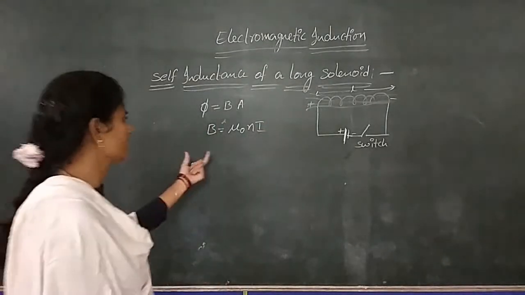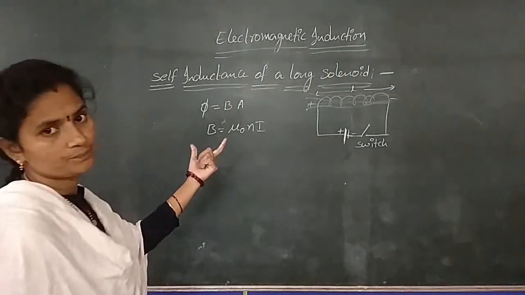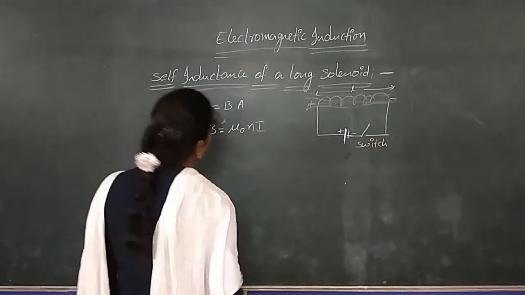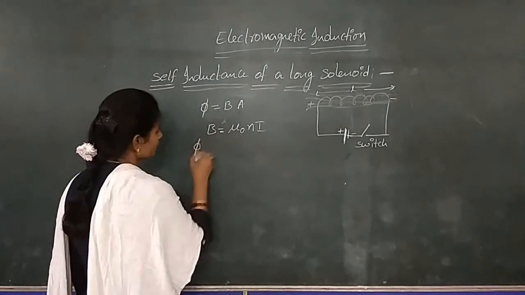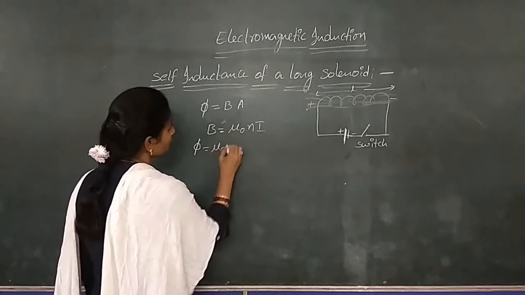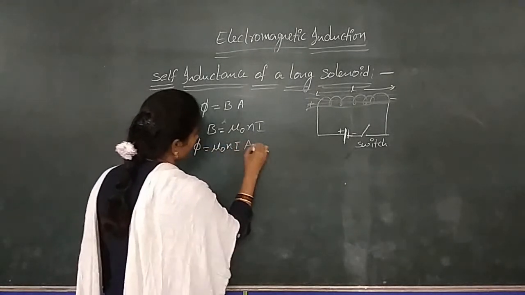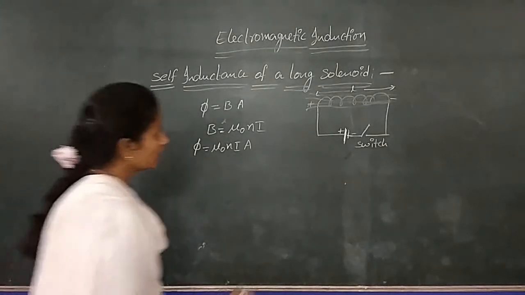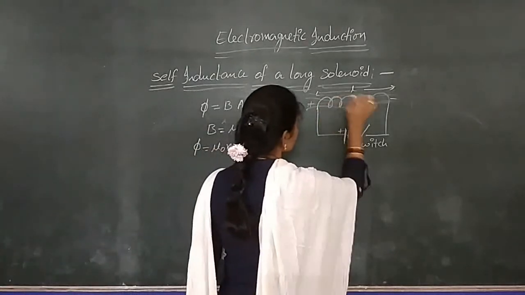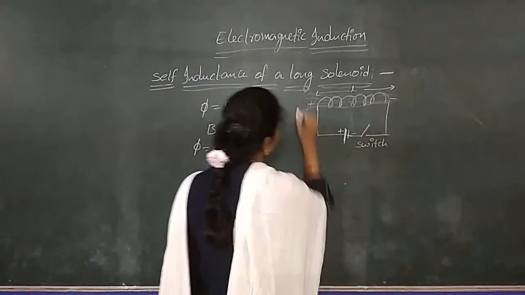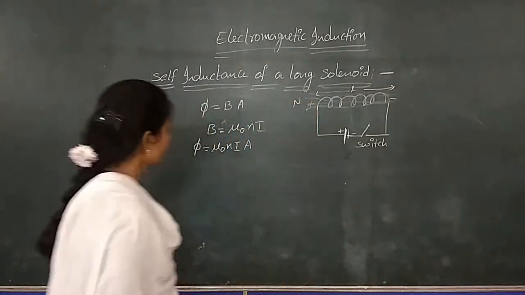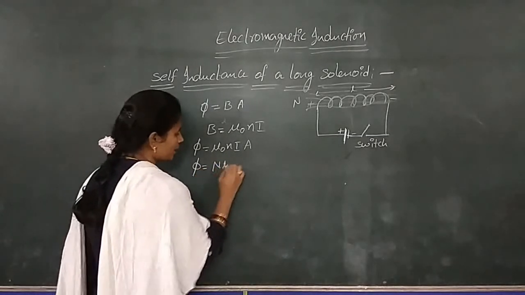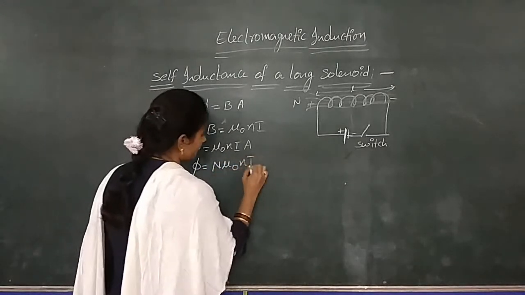Mu naught n i is the magnetic field due to the solenoid. So B is equal to mu naught n i. From that, the flux phi is equal to mu naught n i A. Suppose the coil has capital N number of turns, then the flux phi is equal to N into mu naught n i A.